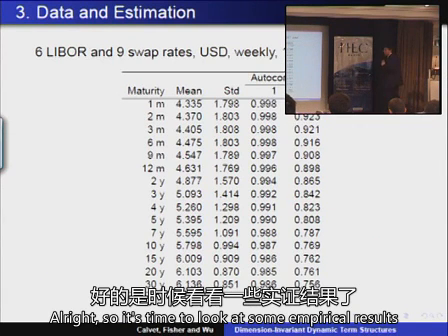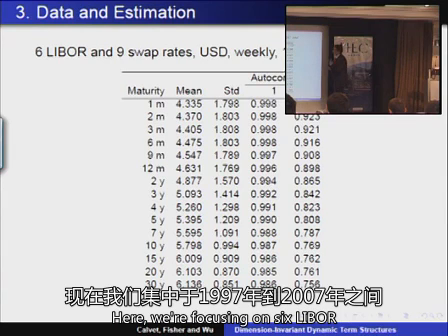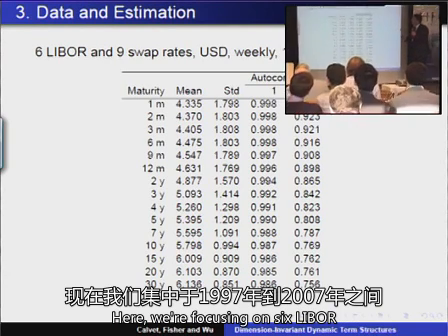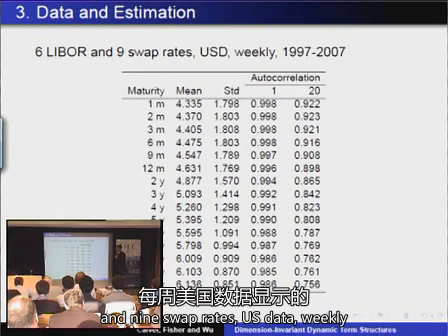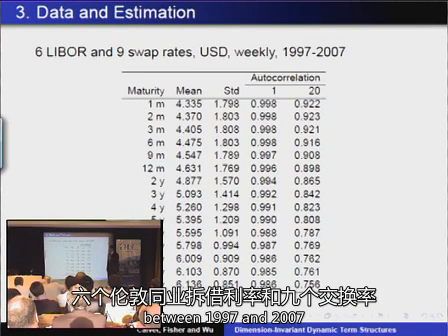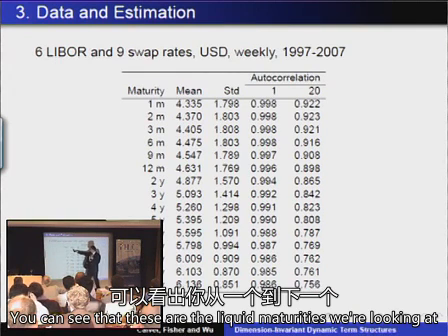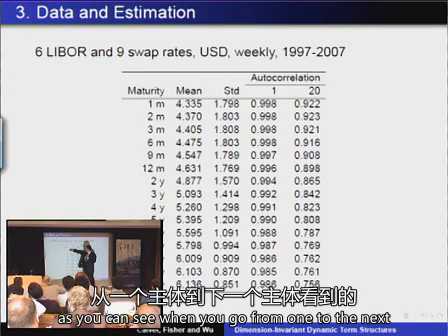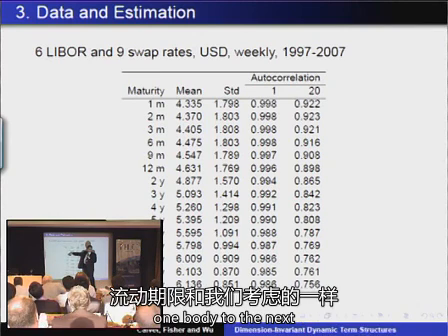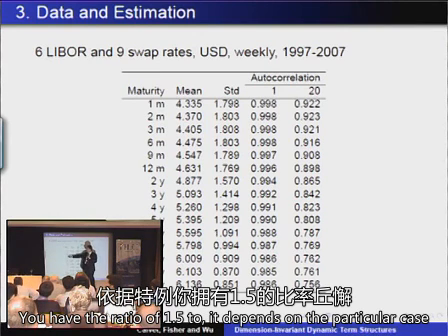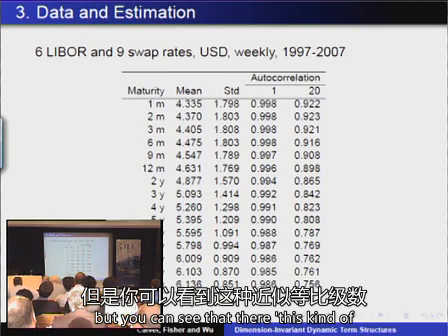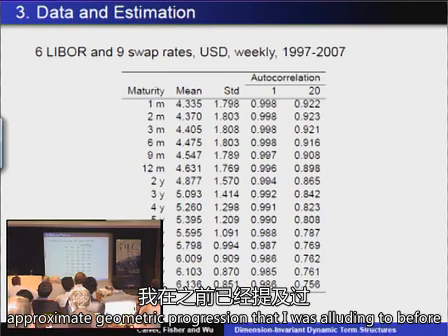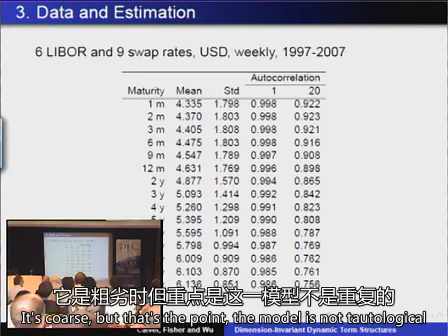All right, so it's time to look at some empirical results. Here we're focusing on 6 LIBOR and 9 swap rates. It's the US data, weekly, between 1997 and 2007. You can see these are the liquid maturities we're looking at. As you go from one value to the next, you have a ratio of about 1.5. It depends on the particular case, but you can see there's this kind of approximate geometric progression that I was alluding to before. Okay, it's coarse, but that's the point. The model is not tautological, right?